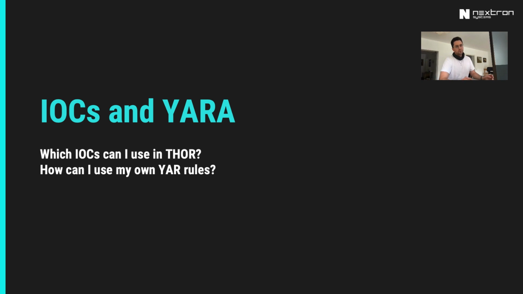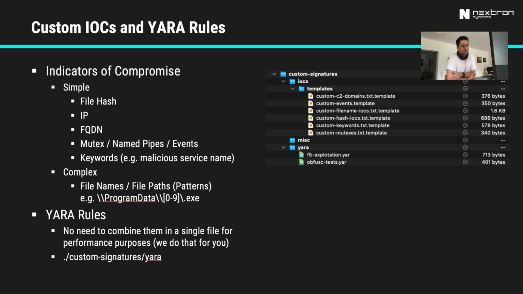IOCs and YARA. Which IOCs can I use in THOR? How can I use my own YARA rules? So there is a folder in the THOR Lite program folder called Custom Signatures. You see it here on the right.